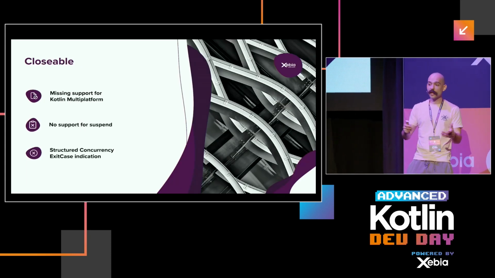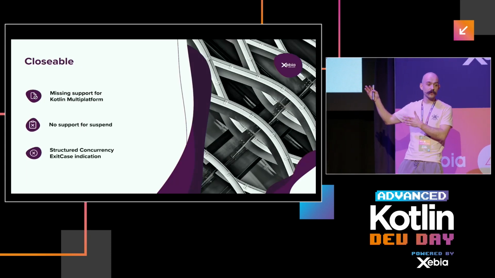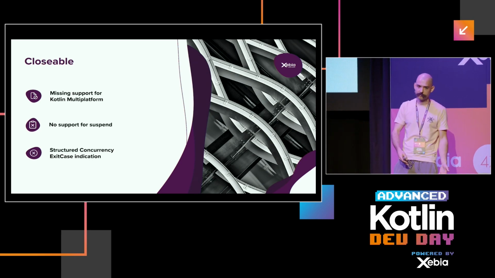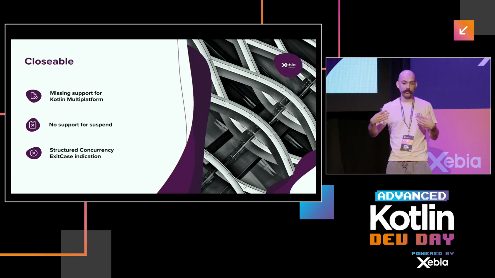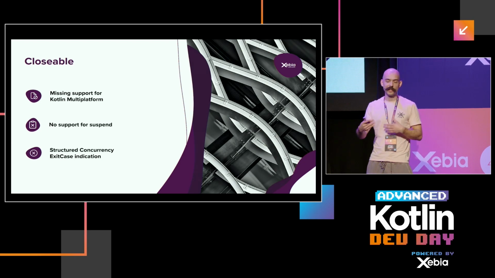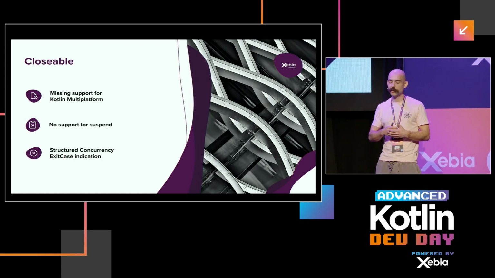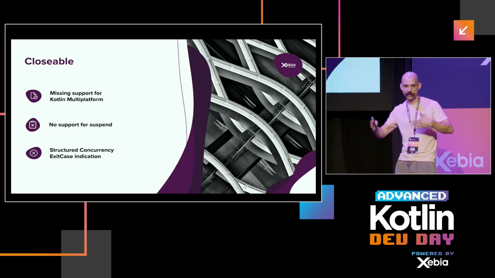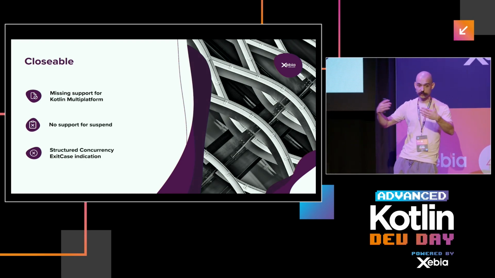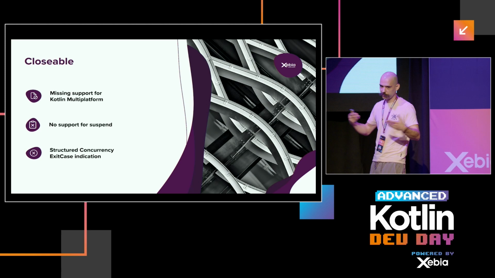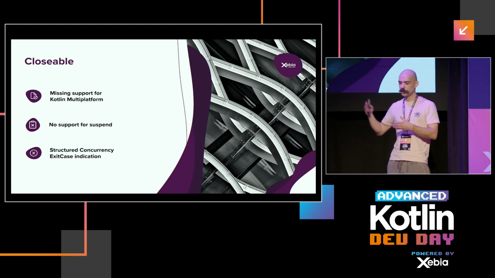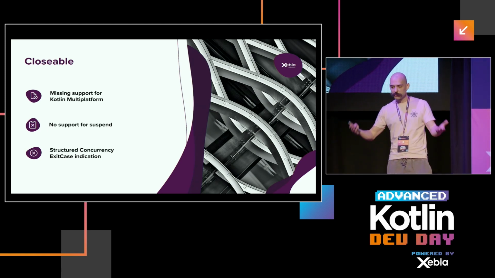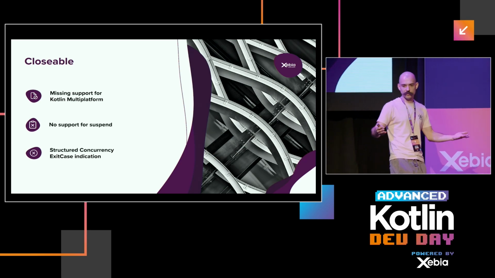I mentioned suspend app is multi-platform, but auto-closable and closable is JVM specific, right? And we want to be able to write multi-platform applications. Ideally, this is what I love about Kotlin. I've recently been experimenting with Ktor on native, and the ecosystem is evolving quite quickly, which is super interesting. And we're at this advanced conference. So closable is missing Kotlin multi-platform support, too bad.